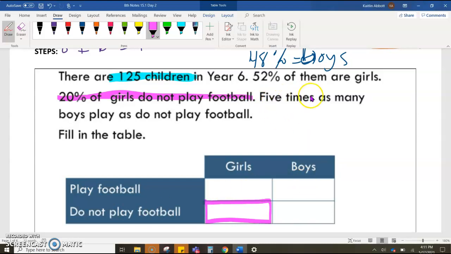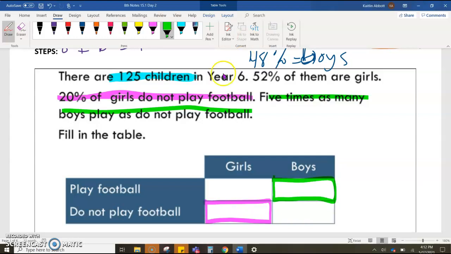All right, so this is 5 times as many boys play as do not play football. So 5 times as many boys play football as do not play football. So this sentence is 5 times as many boys play as do not play football. Oh, so they play more than play football. This is going to be this box. Sorry if I'm getting confusing. So we've got to figure these out.